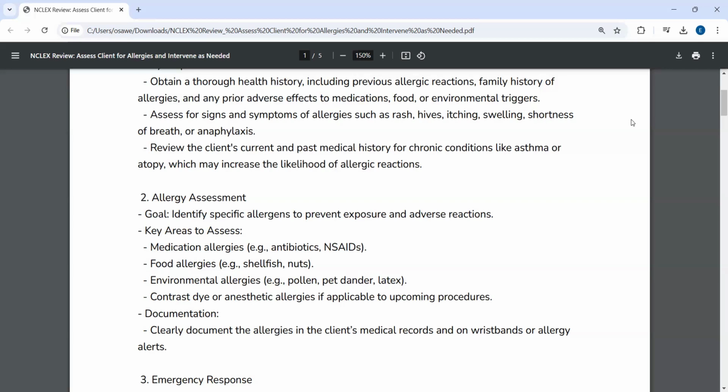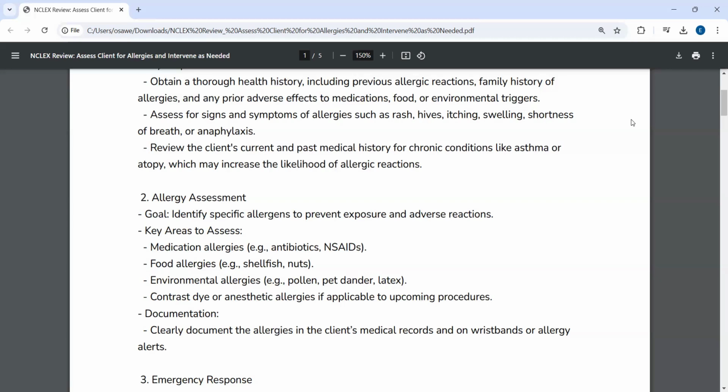Latex allergy as well is whereby you don't use any latex products. You avoid using that for the patient. Food allergy, you just pretty much ask the patient, do you have any allergy, right? Contrast dye, be ready, sometimes the NCLEX might tell you to give medication that will prevent the allergy in advance.